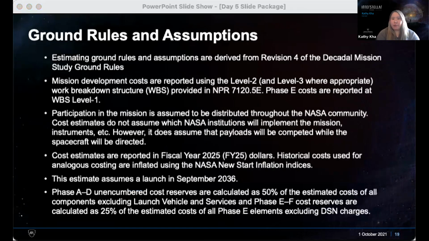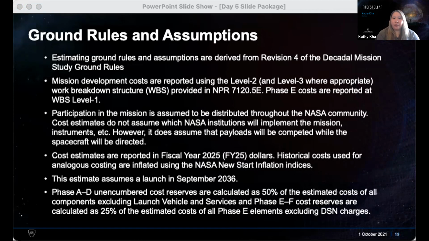Okay, so the ground rules and assumptions for the Interstellar Probe estimate. We started with the ground rules and assumptions from the decadal mission studies that happened this past summer and last summer. So what I mean by that is, we had to pick a fiscal year to start with, and we had to start with some set number of reserves in our estimates for uncertainty and cost risk. So we started with those assumptions from the decadal study and then developed our own as we went along.